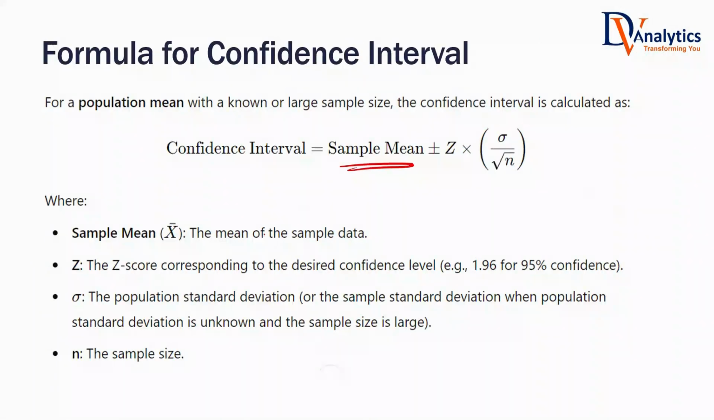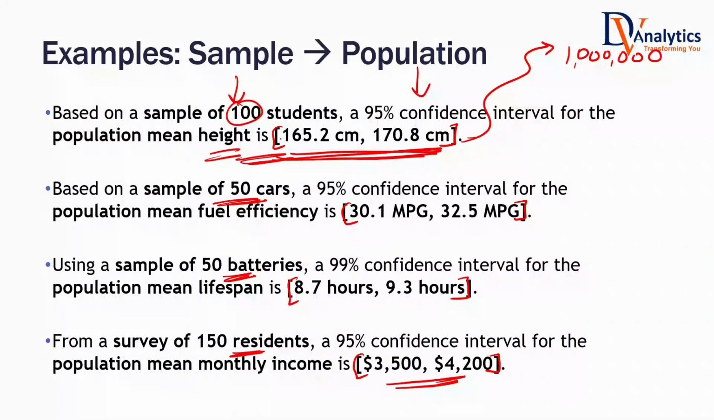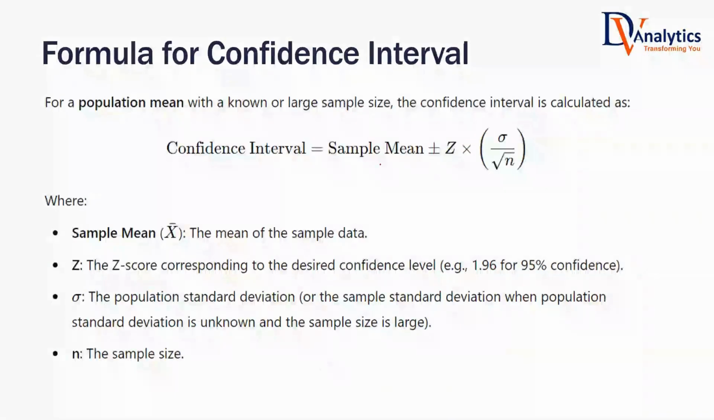You take the sample mean and then you add z into sigma divided by root n. So you will be able to tell the numbers the way that we have given. You find the sample mean height, and then using this formula, you can always tell that the population mean will be somewhere in between this. You can take a sample of 50 cars and say the population will lie in this range if you have this confidence interval.